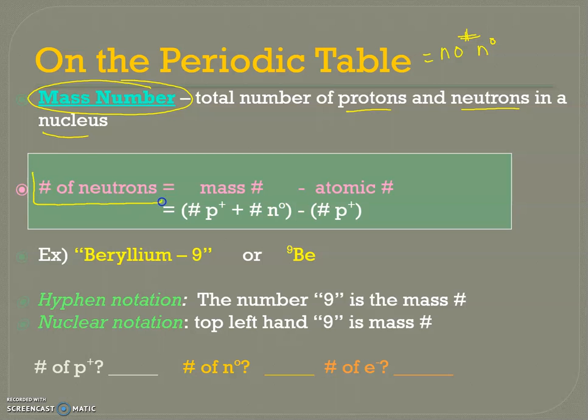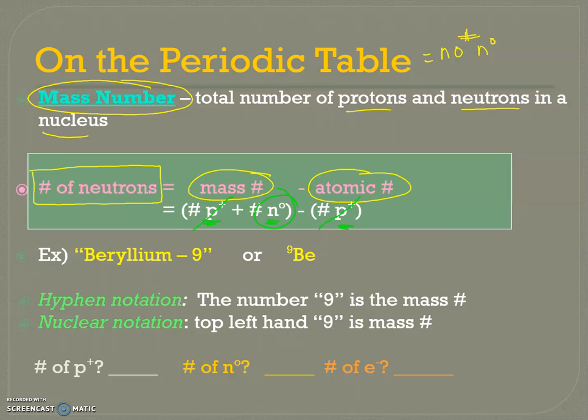In order to figure out your number of neutrons, you take the mass number and you subtract the atomic number. Now, since the mass number is your number of protons and neutrons, and your atomic number is the number of protons, you're basically canceling out your protons, and it gives you your neutrons.